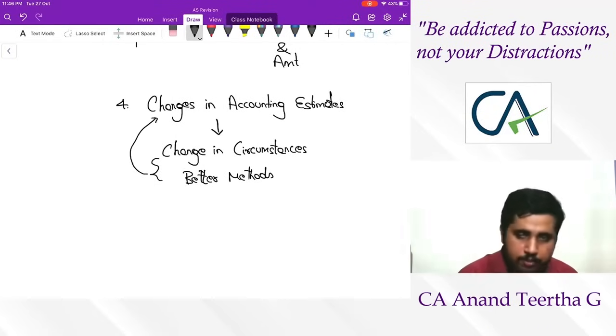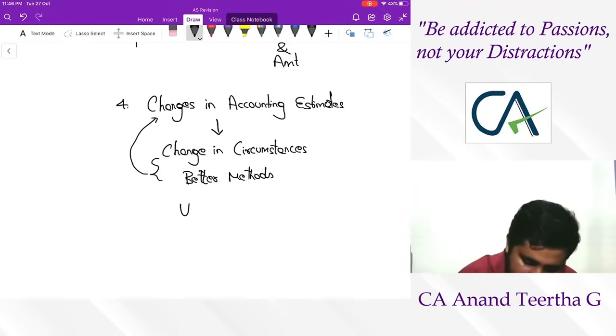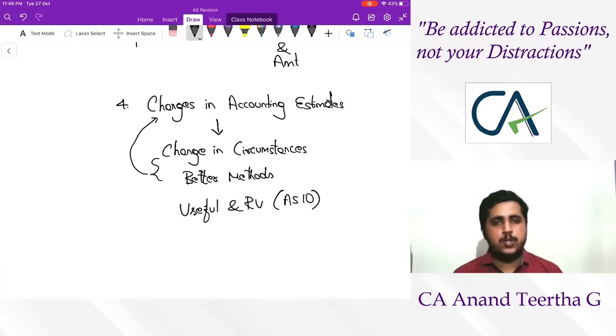Now, one of the best examples for this is useful life and residual value. Just remember AS10 for this. What does AS10 tell us? Every year you should review useful life and residual value. If there is a change, then make it, and this change is an estimate. I initially estimated that I can use the asset for 5 years. Now I can use it only for 2 years. Estimate got changed, circumstances got changed. So if there is a change in estimate, you have to make those changes.